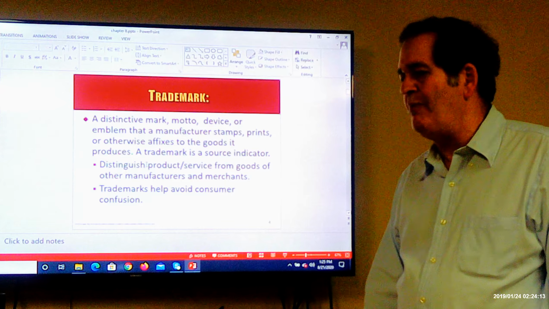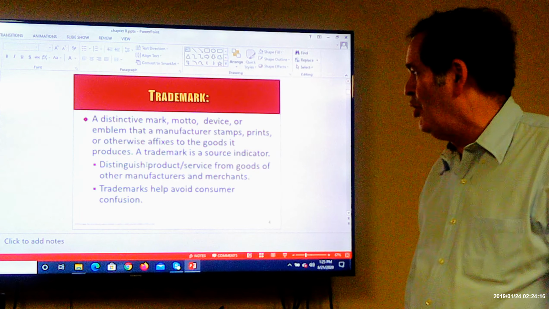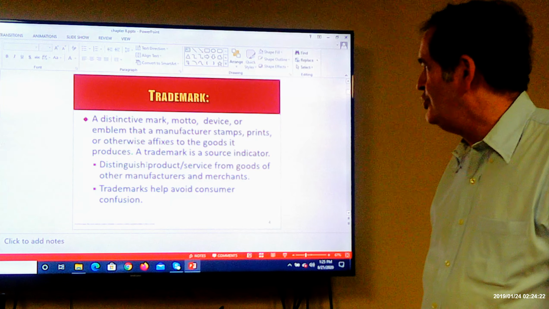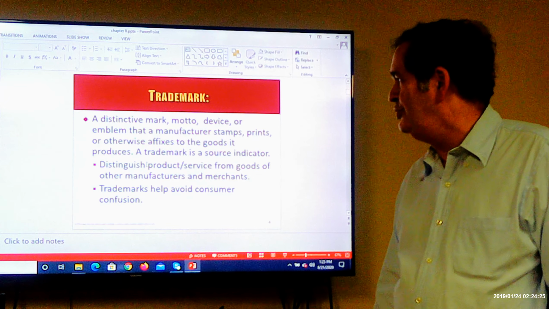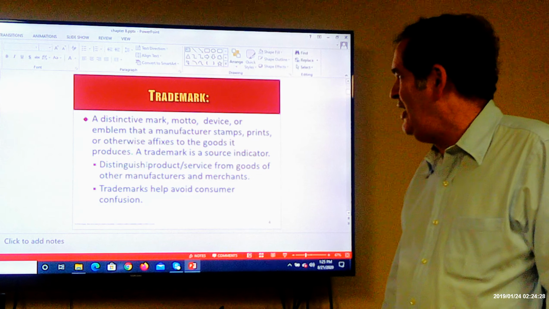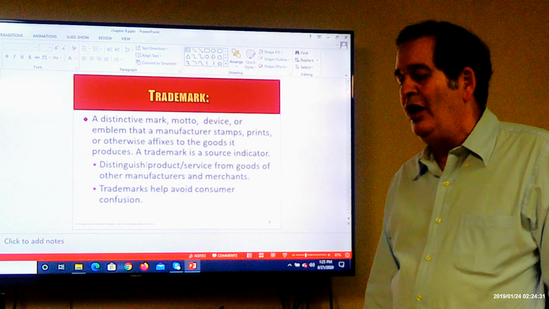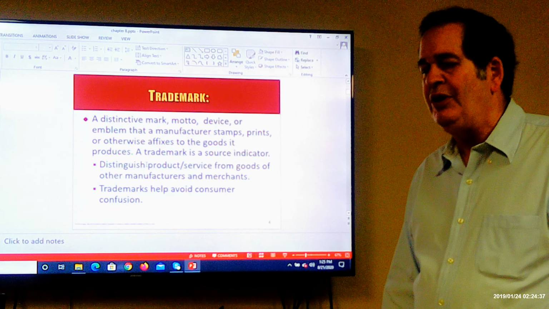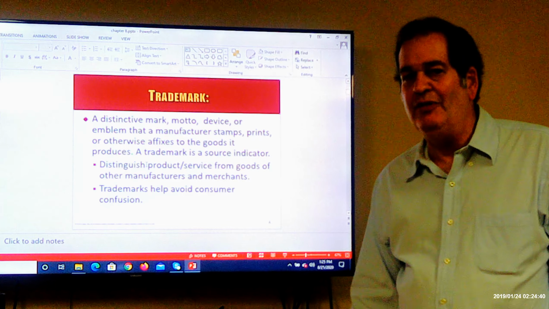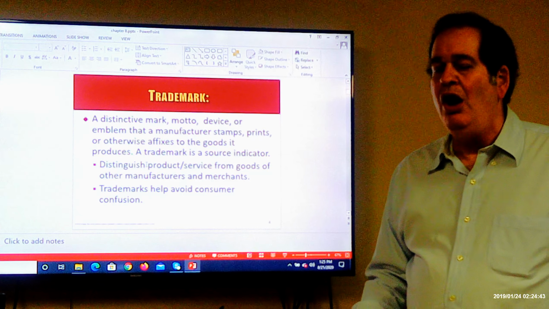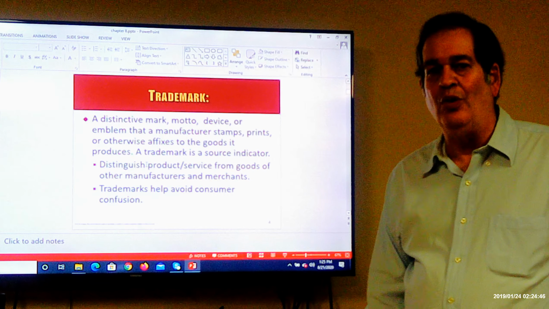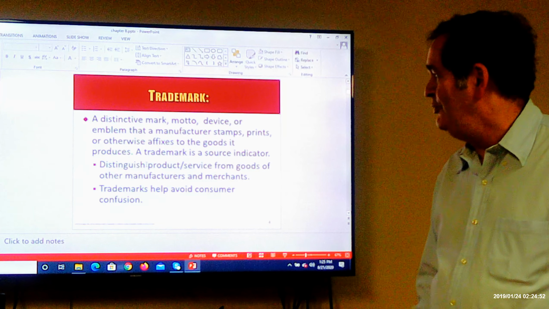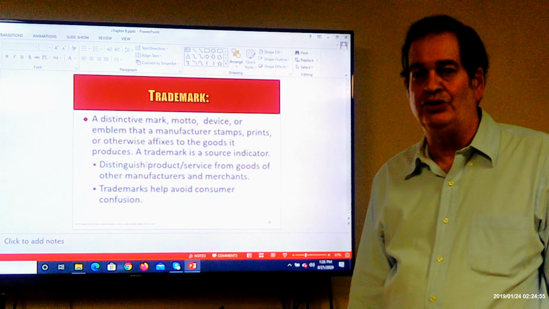So we begin with one type of intellectual property, which is a trademark. A trademark is a distinctive mark, motto, device, or emblem that a manufacturer stamps, prints, or otherwise affixes to the goods it produces. It's a source indicator, meaning it tells you where it came from. This is important not only to the producer, but more so probably to the consumer, because consumers, even the most basically knowledgeable, usually buy things that they're familiar with, that they can feel comfortable that they're getting what their expectations are. So it helps to avoid consumer confusion. Okay.